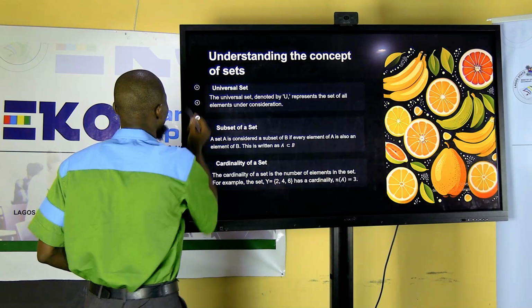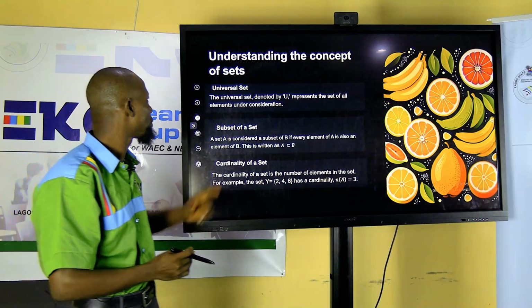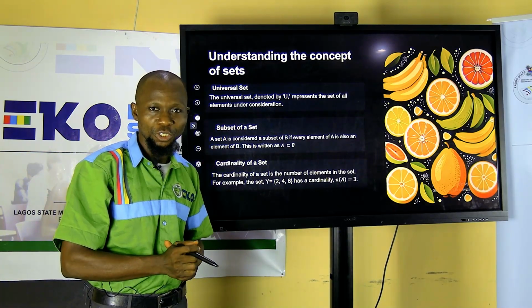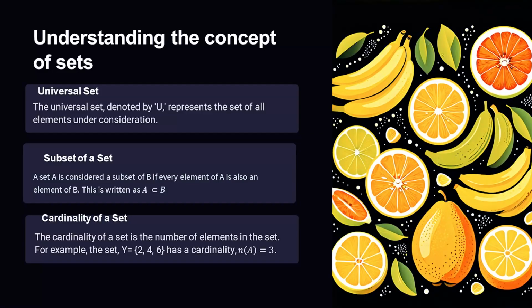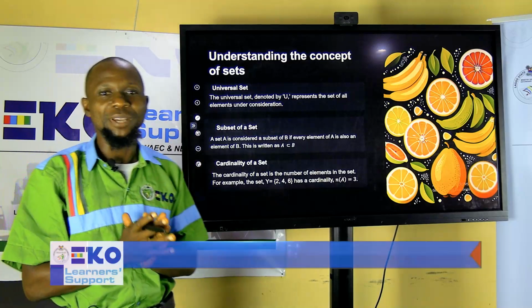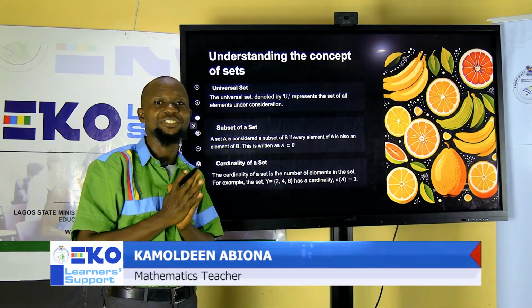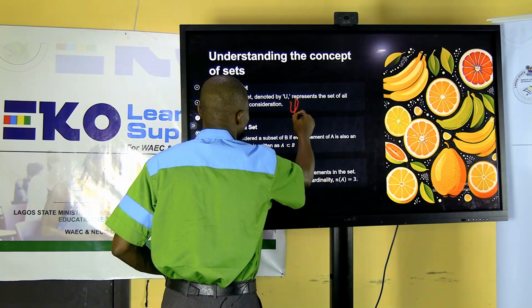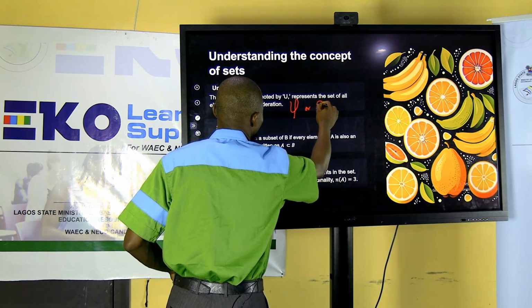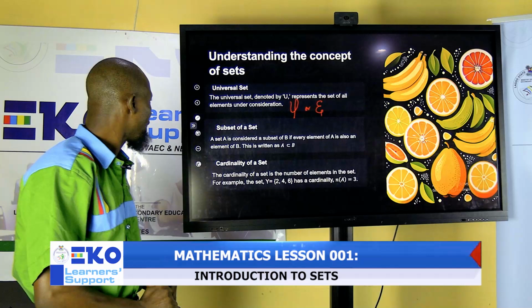All right? So another thing that we also need to understand is the universal set. Universal set is another term. So what do we use it for? Universal set is denoted by U, and it represents the set of all elements under consideration. We say it's a parent set from which all other sets are derived. So we can write it like this. Another notation is this. So that is how we represent a universal set.